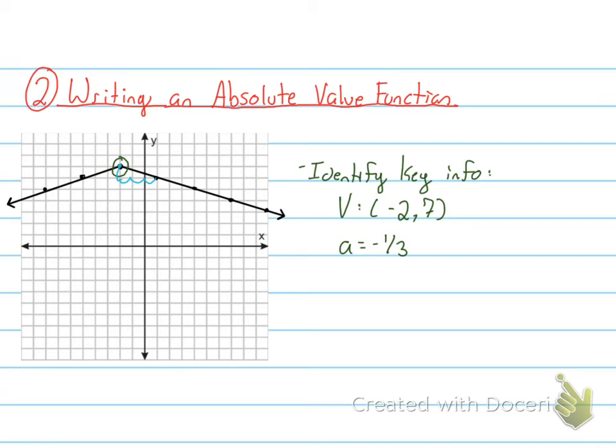Now I have all that I need to type this into the general form of the equation. So my vertex is negative 2, 7. So I'm going to plug those in. Remember, minus a negative changes positive, so I'm just going to change that now in the absolute value. And finally, plugging in my a value, I'm left with my equation for that graph is going to be f of x equals negative 1/3 times the absolute value of x plus 2 plus 7.